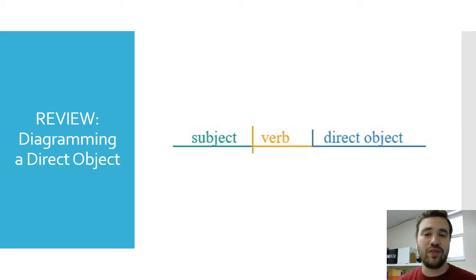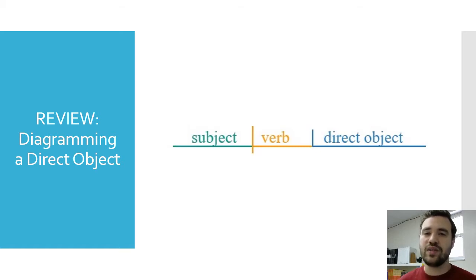You should be pretty familiar with how to diagram the subject and verb by now. And a couple days ago, we talked about the direct object. So this is a little bit of review. We've got a horizontal line all the way across. Our subject comes first, and then we've got a vertical line that cuts through the horizontal line. Then we've got our verb. Then we've got a vertical line that stops at the horizontal line. And then we've got our direct object.